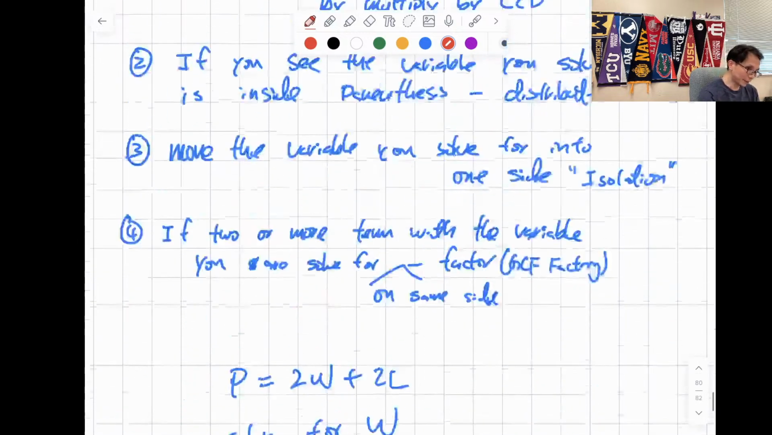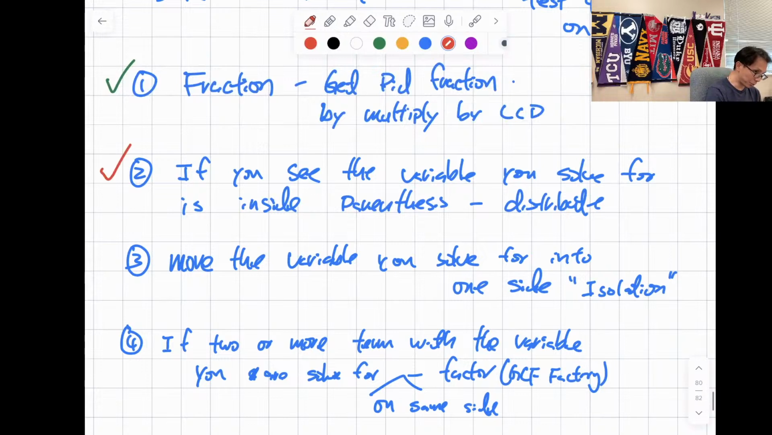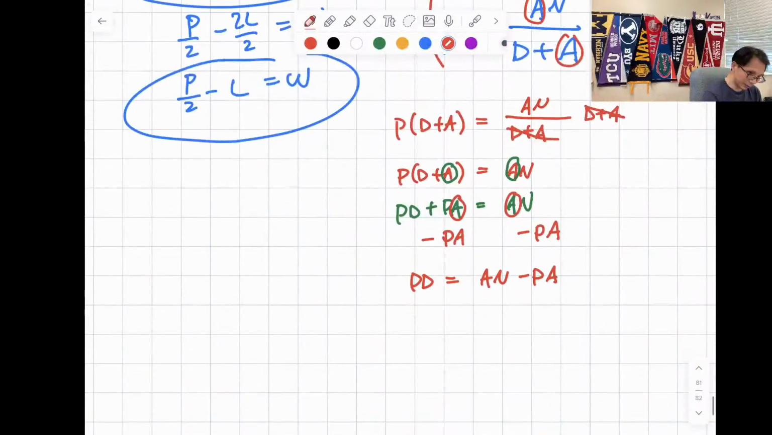We have done how many steps? We have distributed. We have moved it to one side. The last step says if two or more terms with the variable you're solving for. Wait, there are two or more terms. There are two terms that you're solving for. They're on one side. What can we do here? Factor out the GCF, right? A times M minus P, PD.